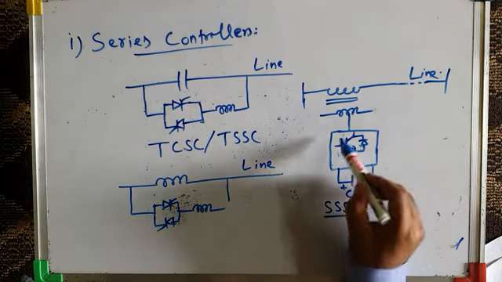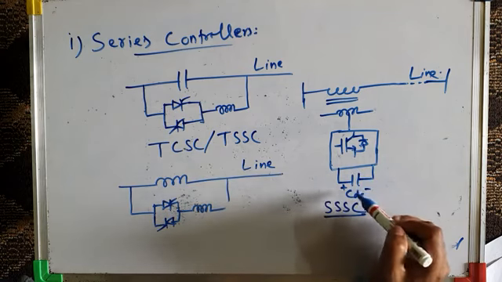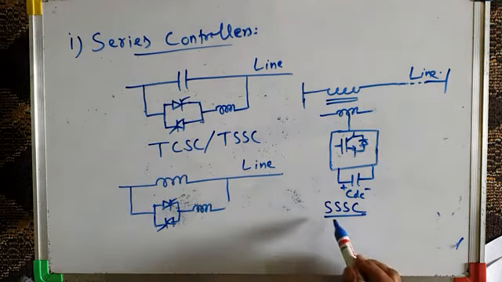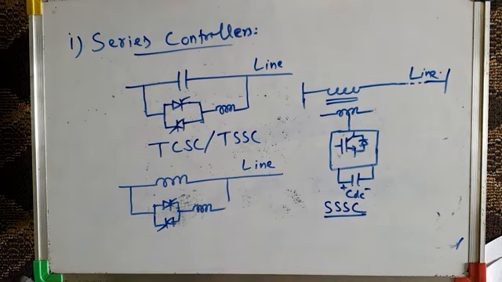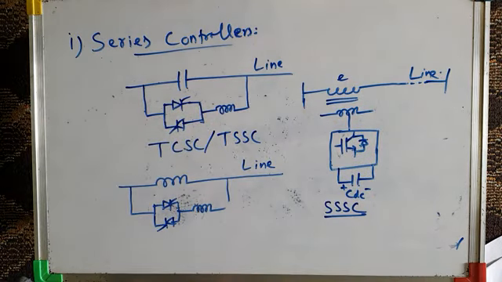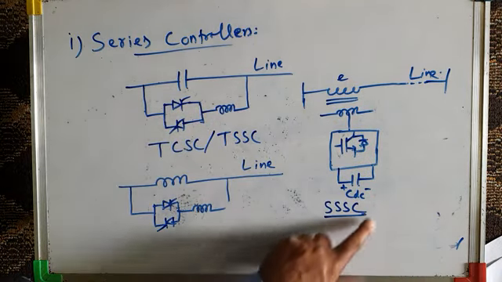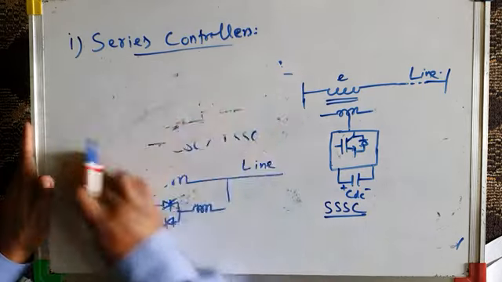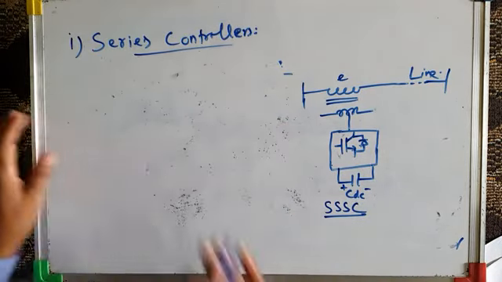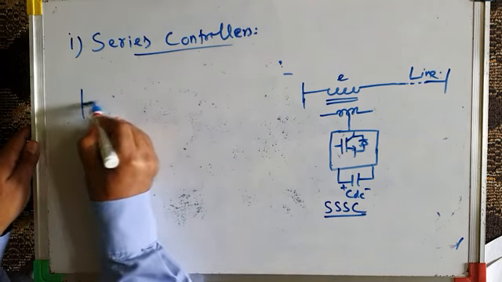You can see here this is the converter. It converts DC into AC and injects a voltage in series with the line, and it becomes a static synchronous series compensator, SSSC. The voltage injected here in series with the line is E. Now this SSSC can be without storage or with storage. This schematic diagram is for SSSC without storage, and with storage it will look like this.